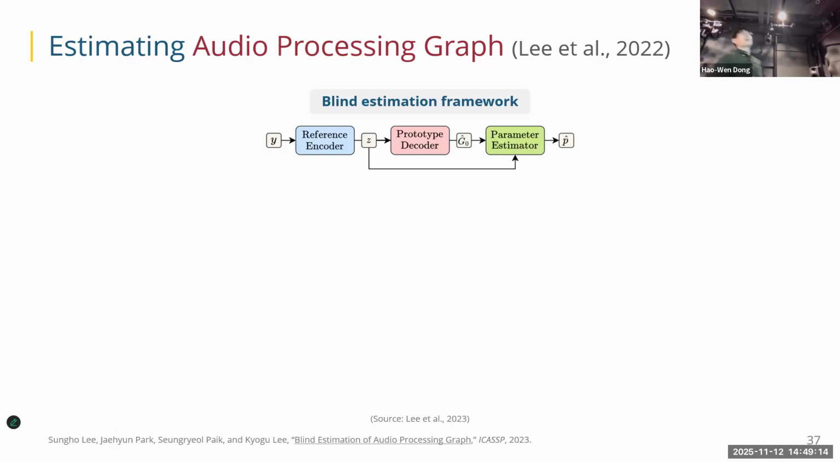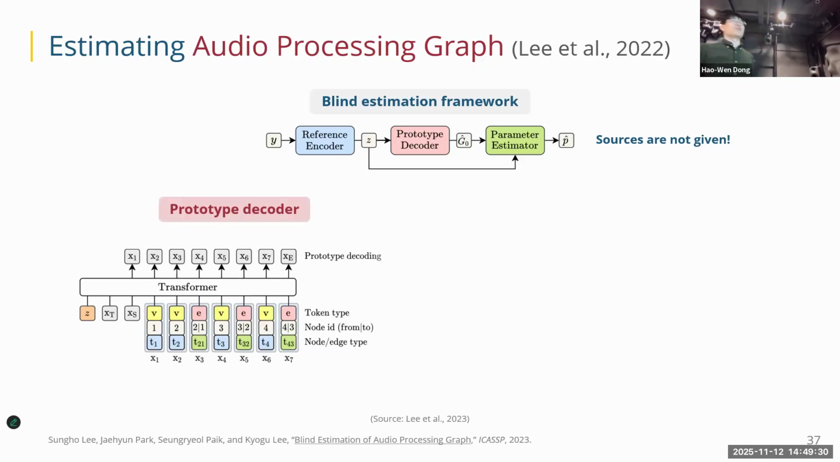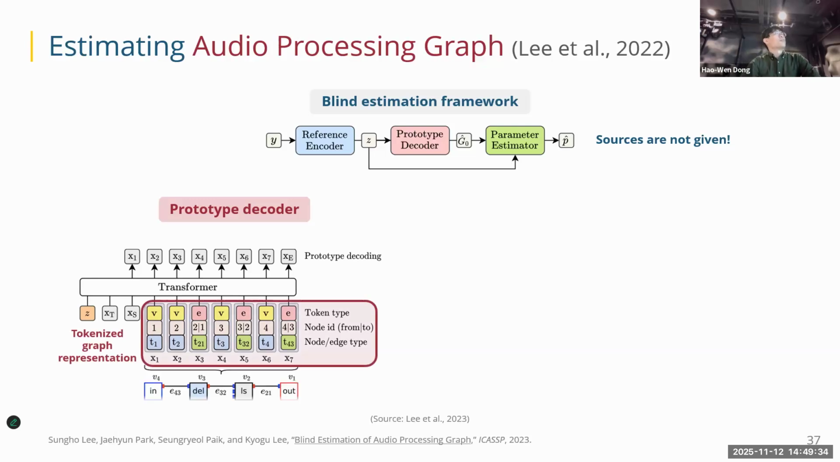They are doing blind estimation, which means you don't really know what the input is. You just try to guess how you even get the sound. That's what they call a blind estimation framework, where sources are not given. But the idea is that we basically just want to use a transformer to get those. So you start from some inputs, and then you generate all these things with a transformer. This is called the tokenized graph transformer.